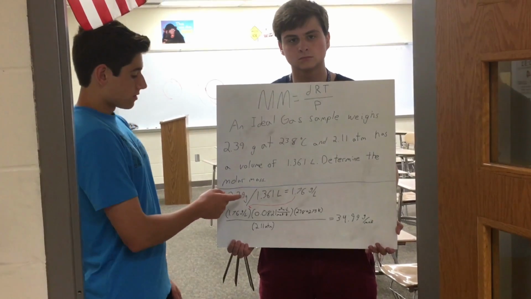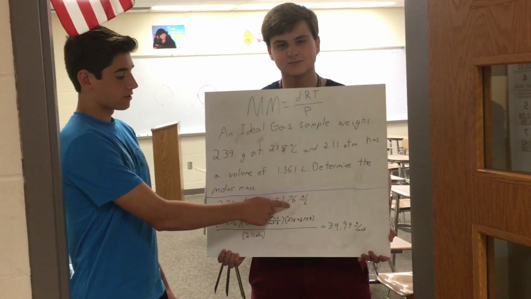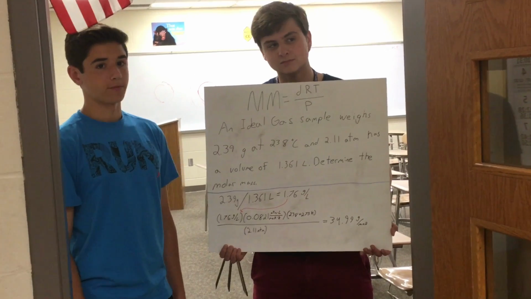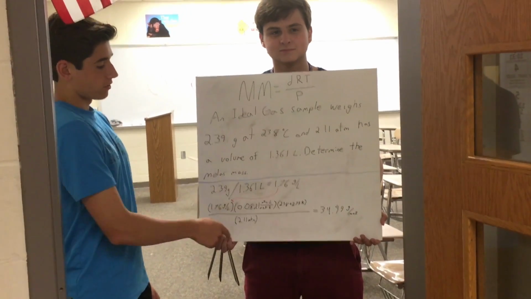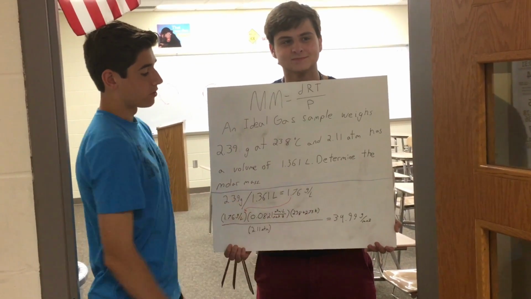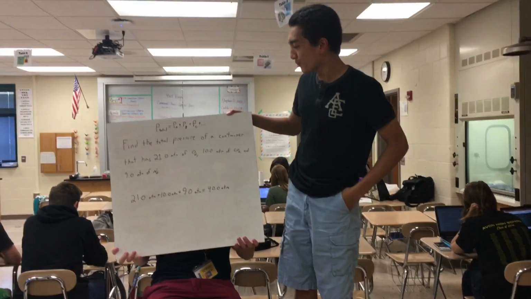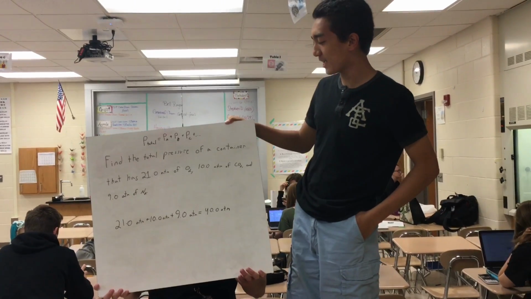First, we have to find density. So we take the grams divided by the liters to find the density, which is 1.76 grams per liter. And then we plug that into the equation with the rest of the values to find the final answer of 34.99 grams per mole.